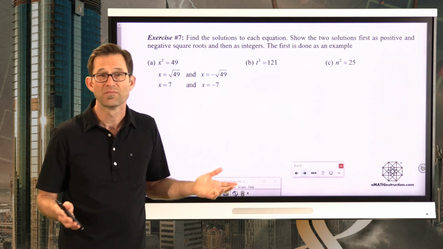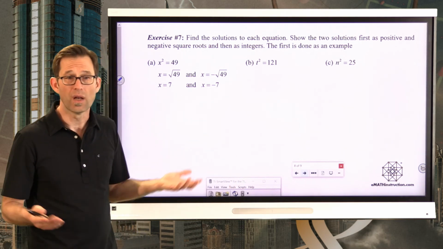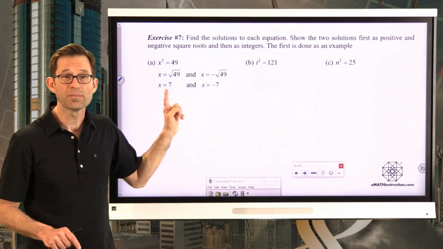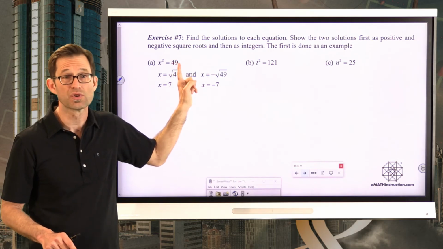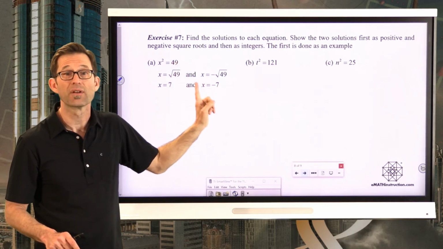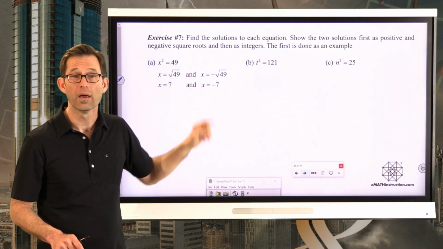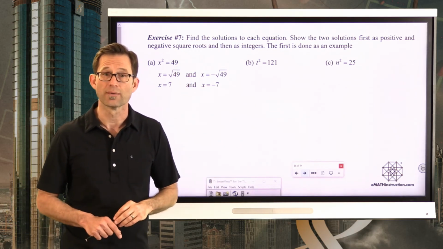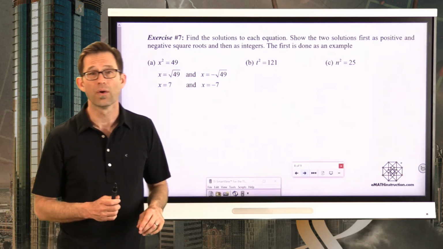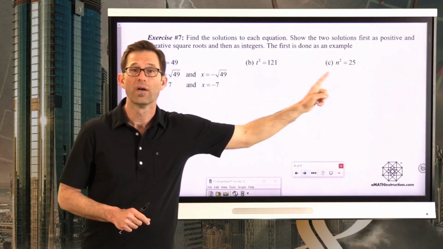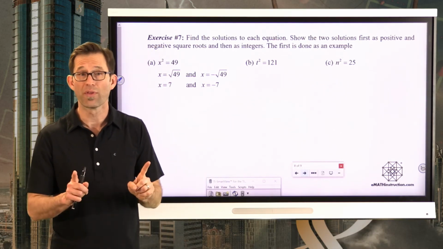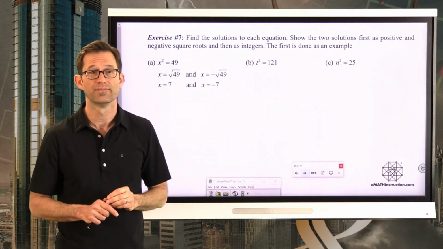And that's it. And again, make sure you get it. 7 times 7 is 49, so it's a solution to this equation. Negative 7 times negative 7 is 49, so it's a solution to this equation. I'd like you to pause the video now and see if you can solve these two equations. Both of them will have two solutions.